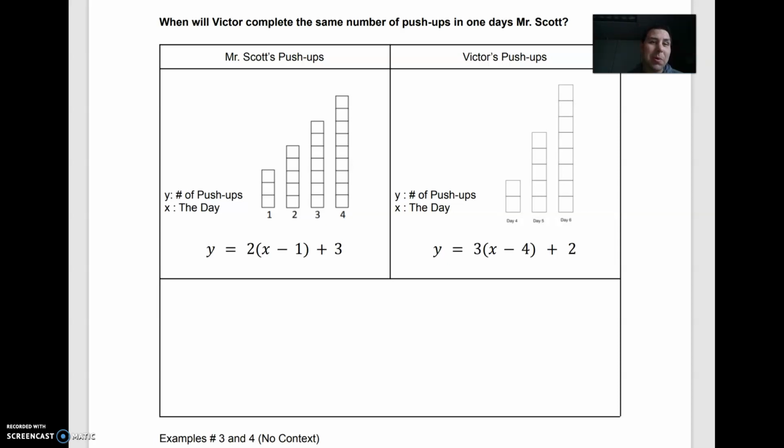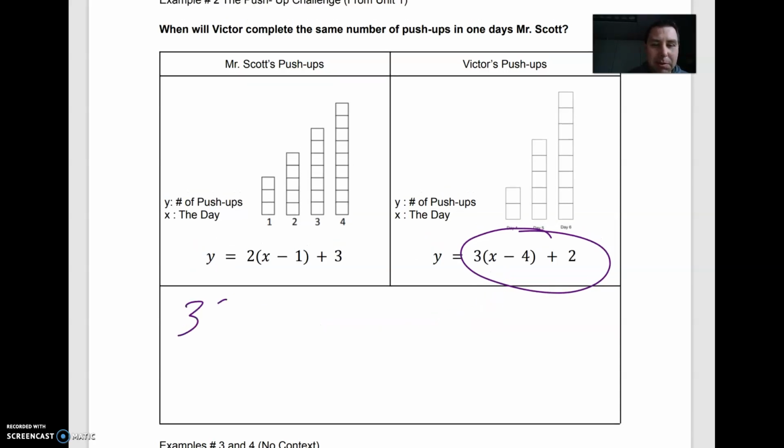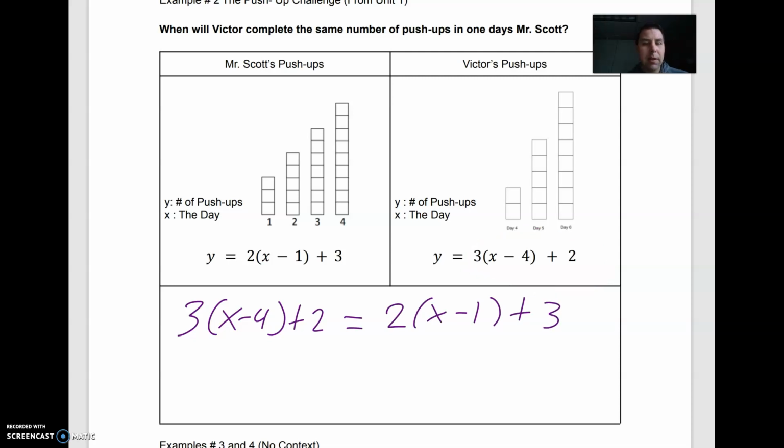So in a similar way, we want to know when do they have the same y values? When do they have the exact same number of push-ups? So what I could do is take Victor's equation here and replace it with y, and therefore set them equal to each other, and then solve for x. And this is how I can solve a system of equations algebraically.